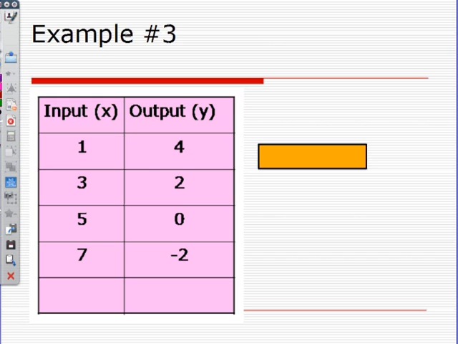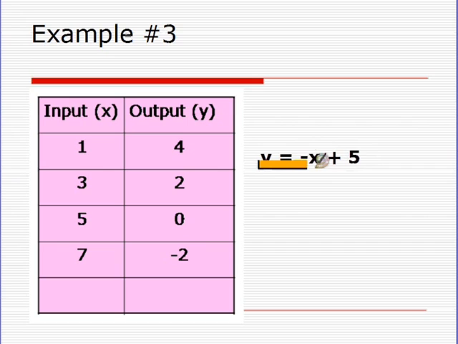Okay. Now this one is hard, right? You're going to subtract x from 5. Very tricky, right? To either have negative x plus 5 or 5 minus x. Either one would work. That's a hard one.